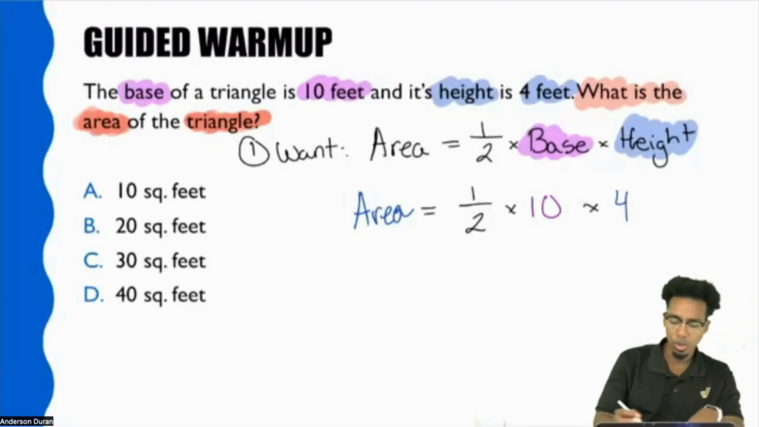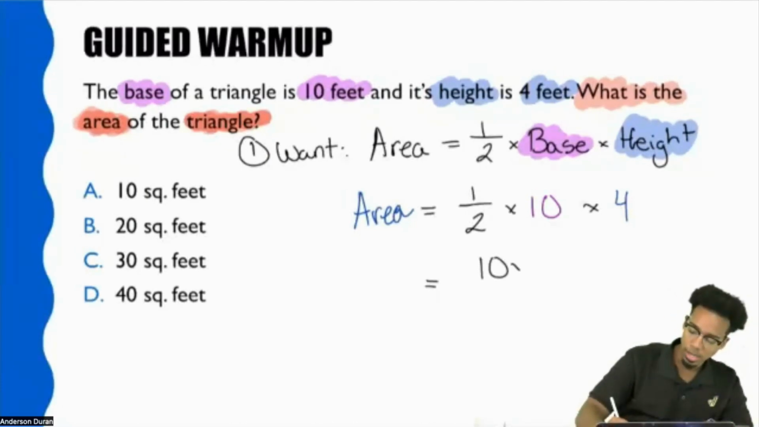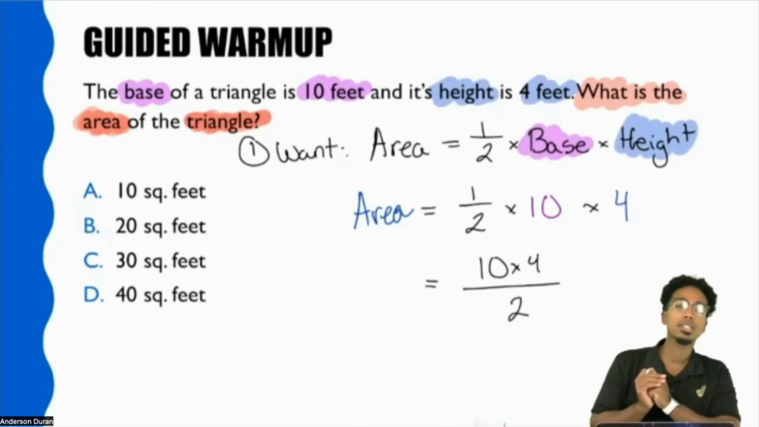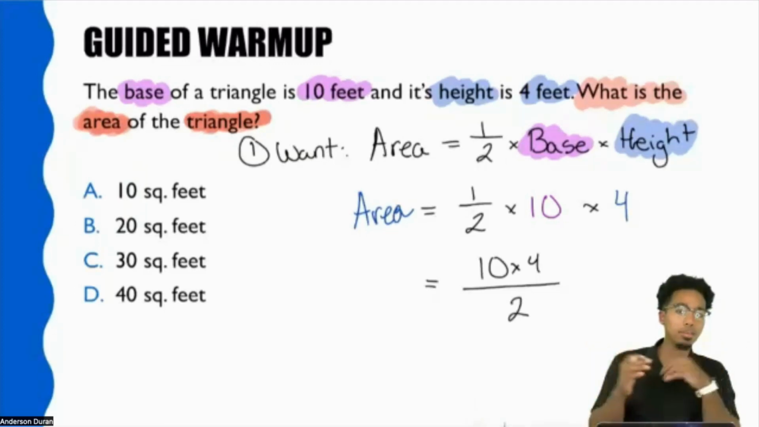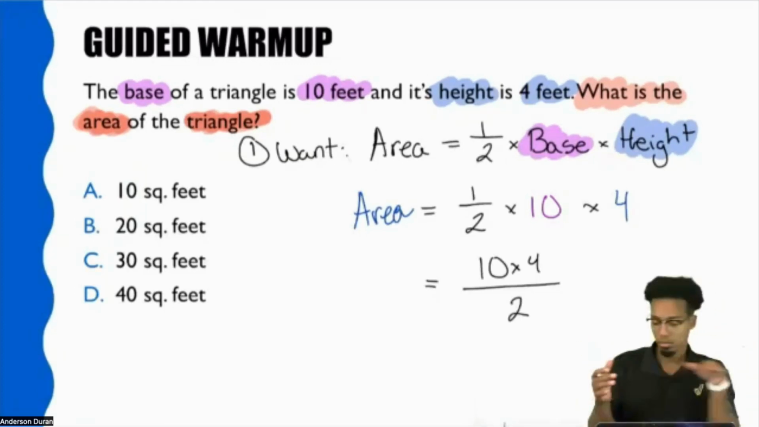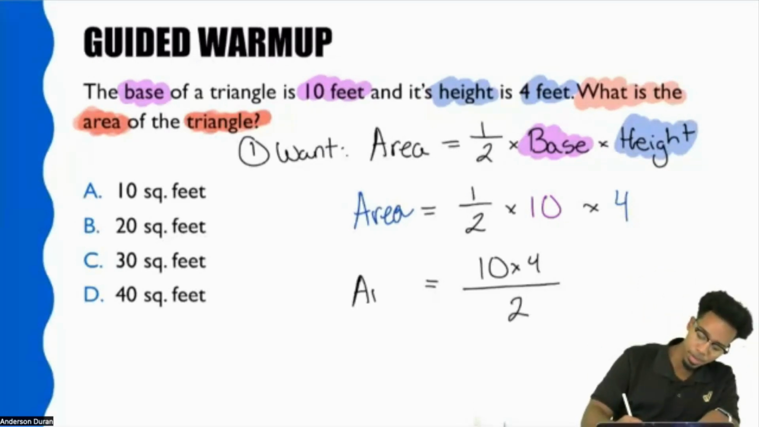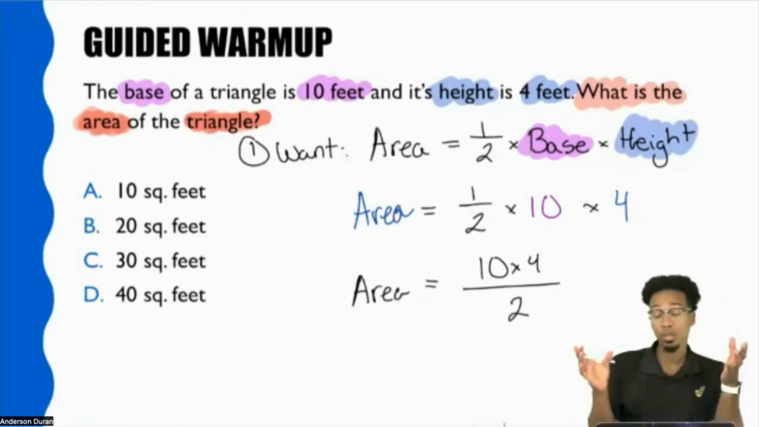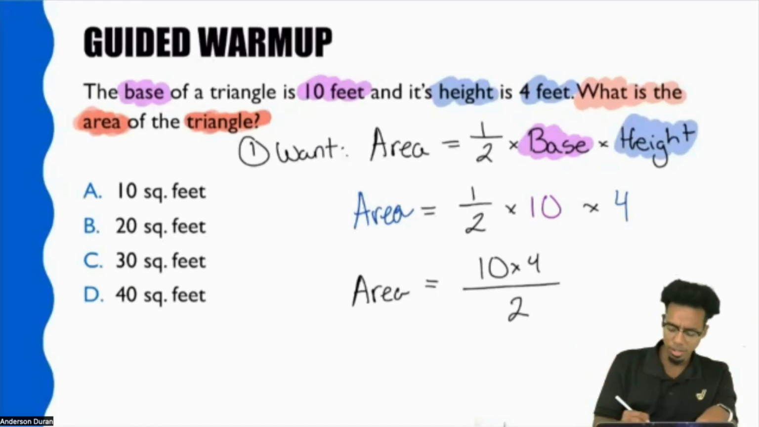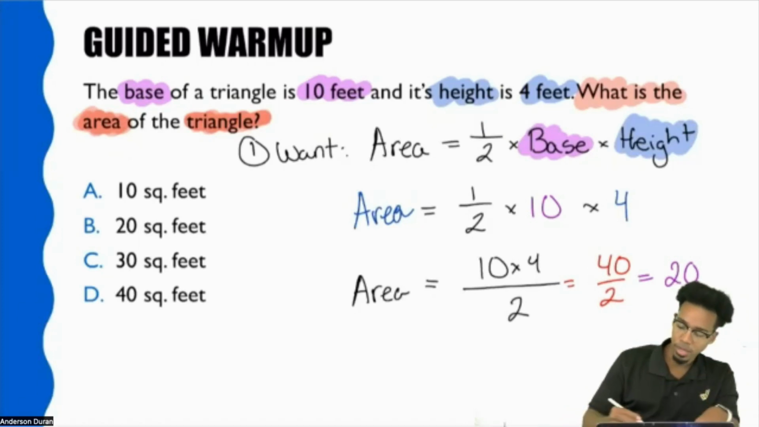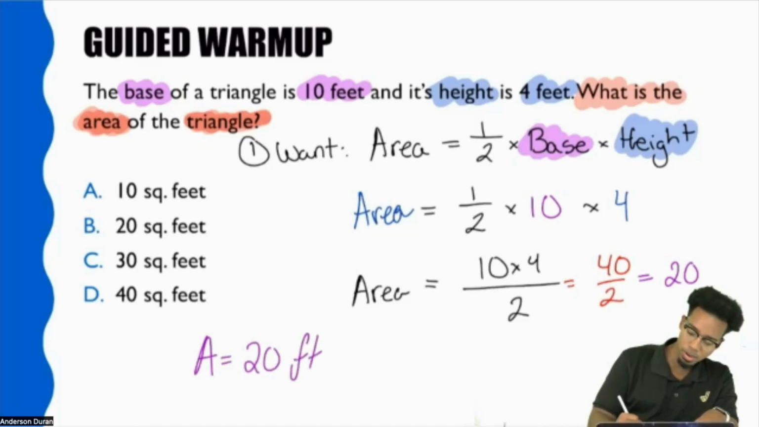Just like we showed in the last problem, you could absolutely write this like 10 times 4 over 2. That really is the same thing. Multiplying by 1/2 is the same as dividing by 2. So you could put that multiplication over 2. So we'll get 10 times 4, which is going to be 40. And then from there, divide by 2. And that's going to give you 20. And so we have our answer: the area equals 20 square feet.